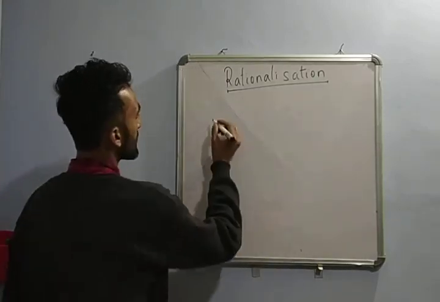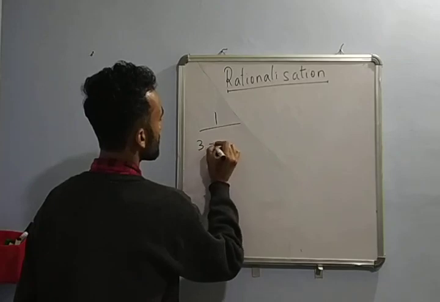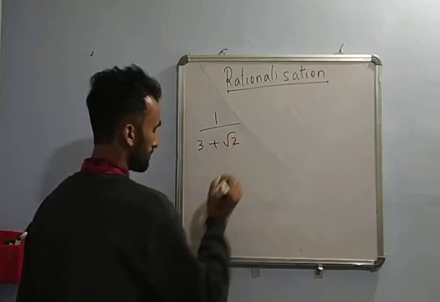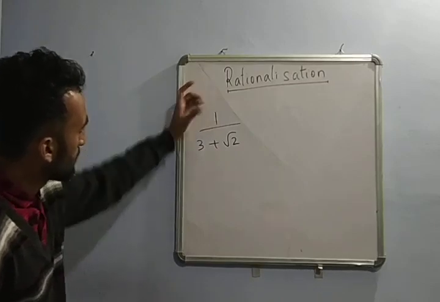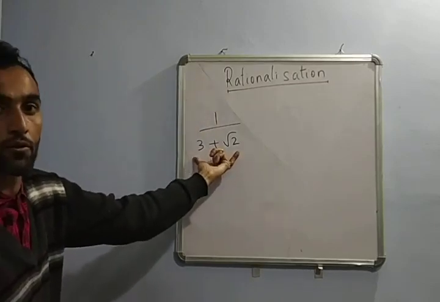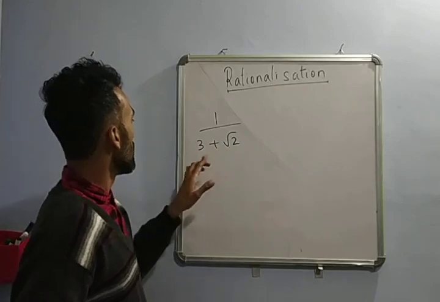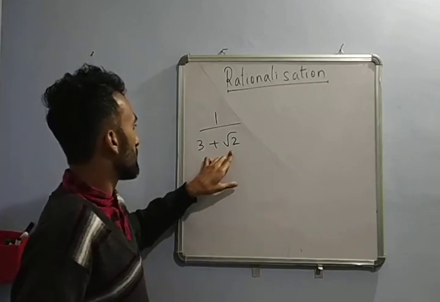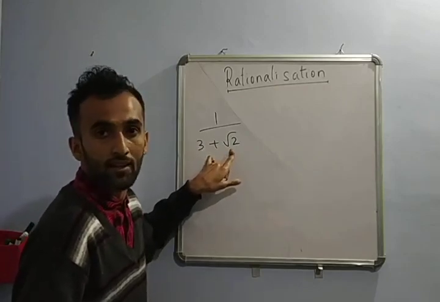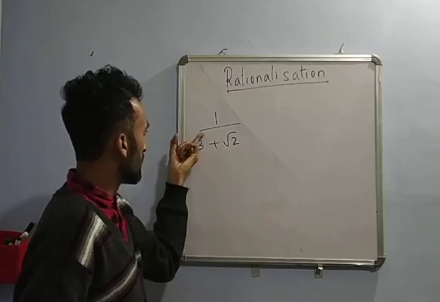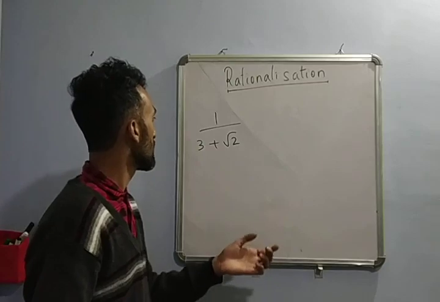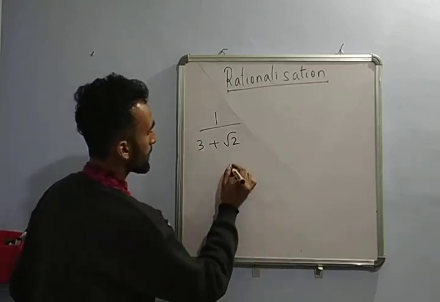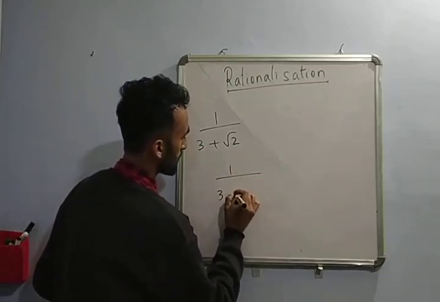One example I'll give you. 1 by 3 plus root 2. Now 1 is a rational number, but the denominator as a whole is irrational. Why? 3 is rational but root 2 is irrational. It's added, remember, so as a whole it is irrational. I have already explained these things in my earlier videos. Now what is my rationalizing factor? 3 plus root 2.